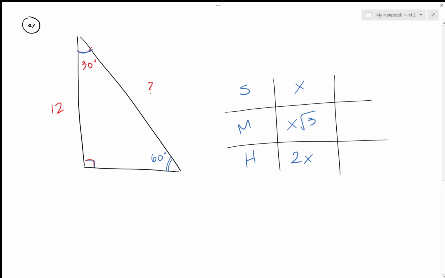This time we're only given one side, and it's the 12. And it's across from the 60. So across from the 60, that means it's the medium side. So the 12 is going to go in this row here.